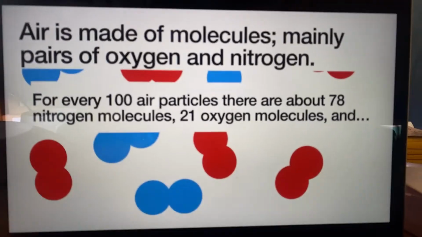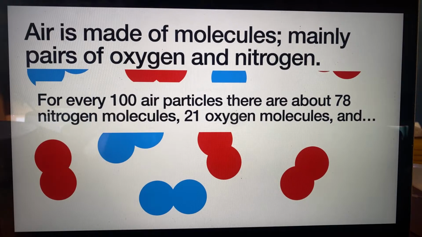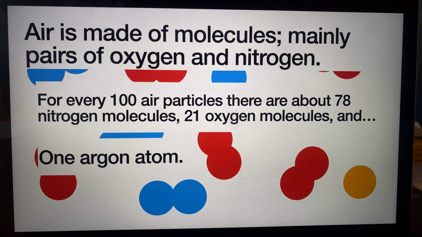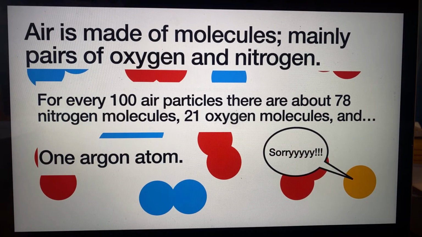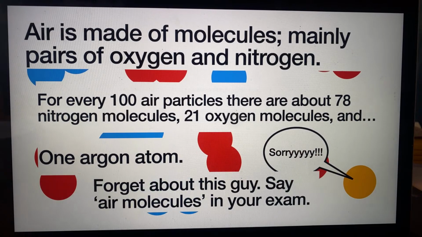For every 100 air particles that you breathe in now, you're breathing in about 78 nitrogen molecules, 2 nitrogens bonded together, and 21 oxygen molecules, oxygen atoms bonded together, and there's 1 left. Do you know what the 1 is, like on average? This guy. 1 argon atom, just on its own, saying sorry, because it really messes stuff up. If you're doing an IGCSE exam, write molecules, right? Air molecules, don't say air atoms. There's only 1 argon, we can forget about him.